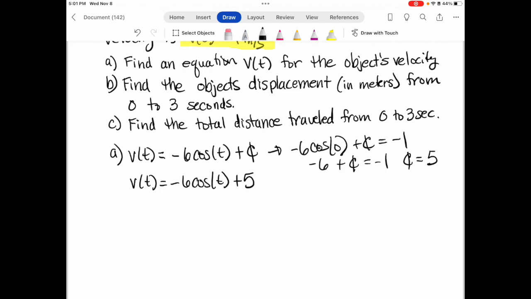In part B, it says find the object's displacement in meters from 0 to 3 seconds. So displacement is basically, we're thinking about distance. So we have to work backwards again from the velocity and find the antiderivative of velocity. But then we also want to do that from 0 to 3. So we're going to integrate using a definite integral, and the limits are going to be from 0 to 3. From 0 to 3, I am integrating the velocity to find the displacement.